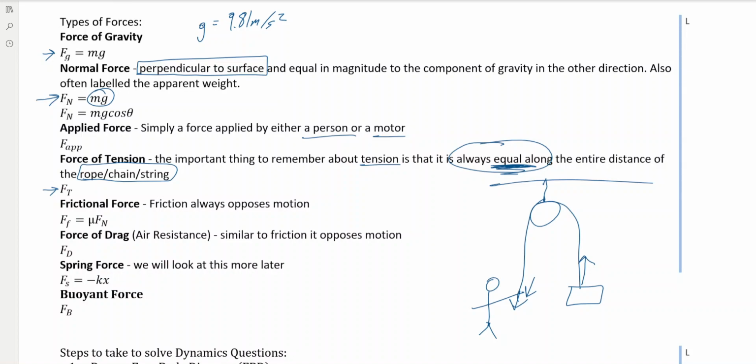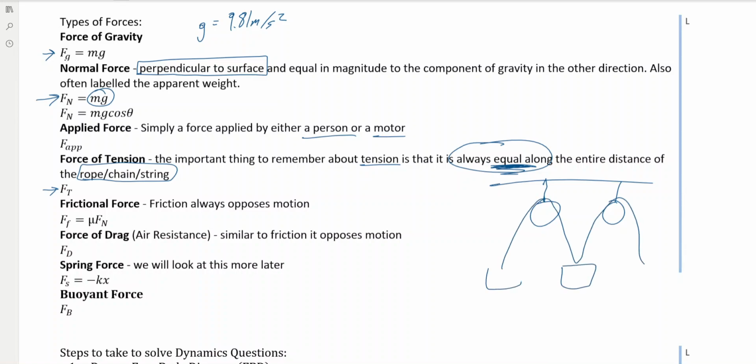Okay, so if there are multiple masses, let's say we've got a situation like this, where there's a mass down here pulling, a mass here and a mass here. Well, this force of tension is equal to this force of tension, but those are not equal to this force of tension and this force of tension. So the red ones are equal and the green ones are equal, but they're not equal to each other because it's been broken up by the purple mass here, and that causes two separate lengths of string.